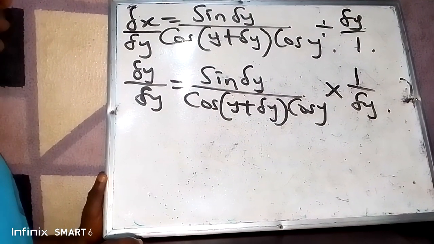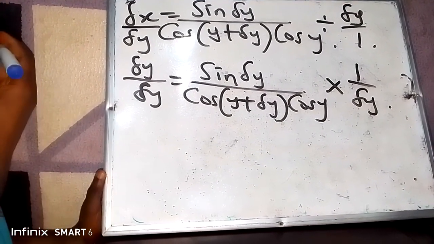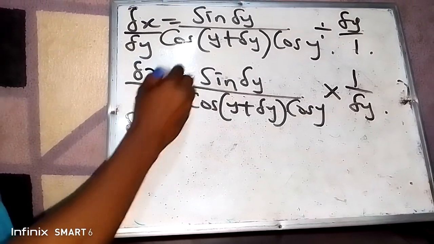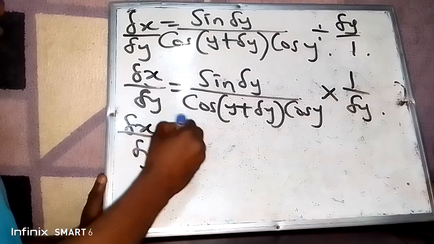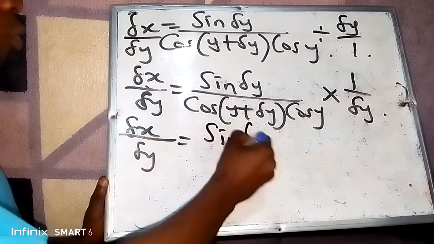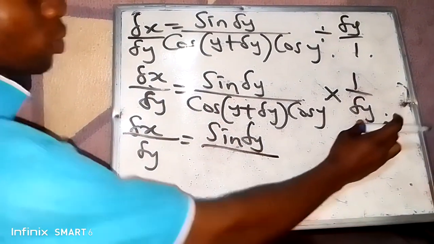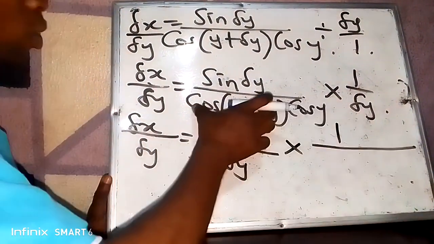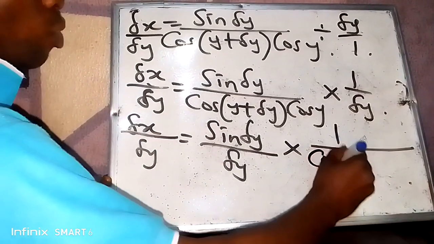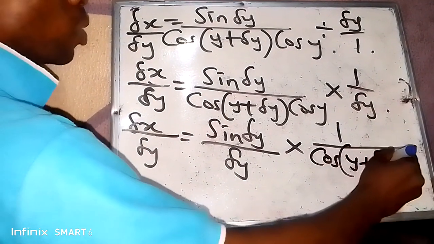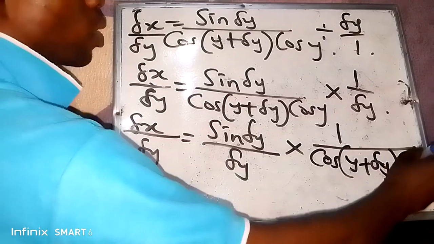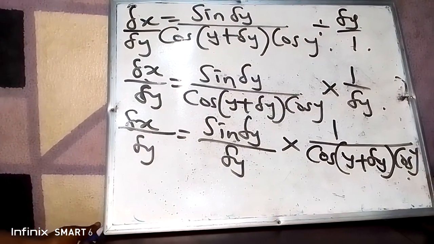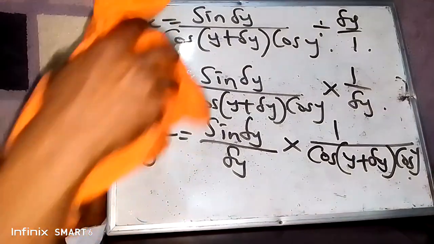Now see what I want to do. Sorry, this one is dx. dx all over dy equals sine dy all over dy, I brought dy here, multiplied by 1 all over everything you see here, which is cos open bracket y plus dy close bracket, cos y, as you can see.